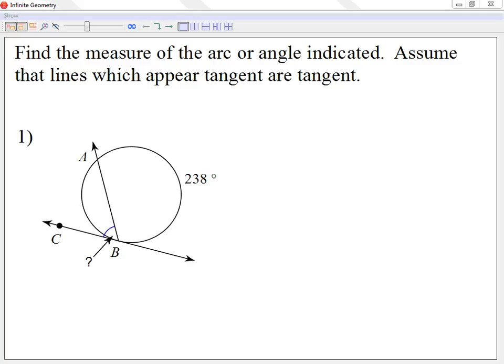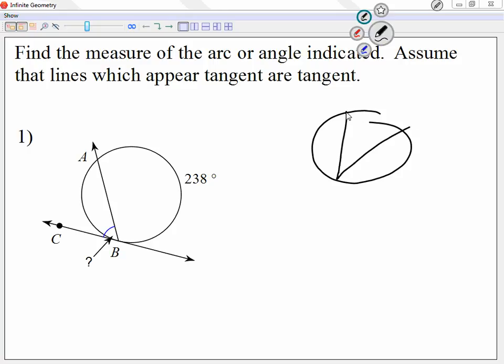Alright, so today we're going to start looking at angles on the circle. The interesting part, though, is that when I say the angle on the circle, I'm talking about the corner, the vertex of the angle. So let me imagine a circle, and the corner is on the circle.